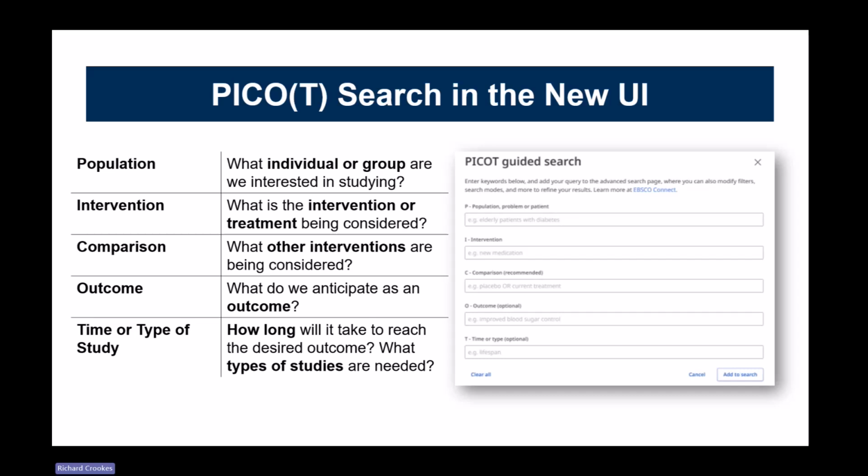The only two that are mandated when using the PICO search are the population or patient or problem aspect, so what individual group are you interested in studying, and also the intervention. So those two fields must be completed. Terms must be entered in order to use this feature. However, comparison may not be applicable, outcome may be implied, as it were. But essentially, this provides a better search experience within MEDLINE than its predecessor, which some of you may have used previously.